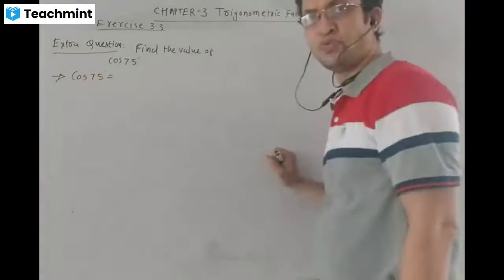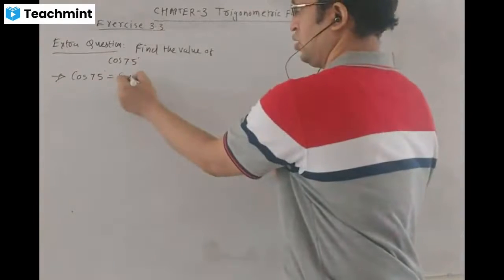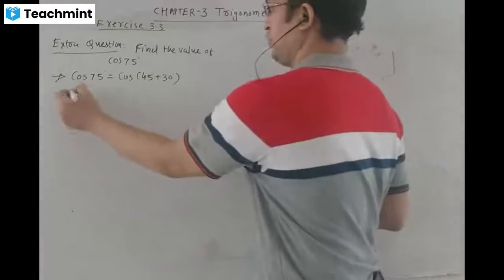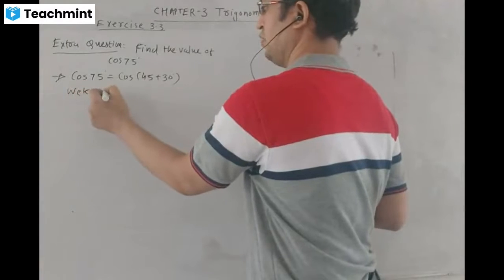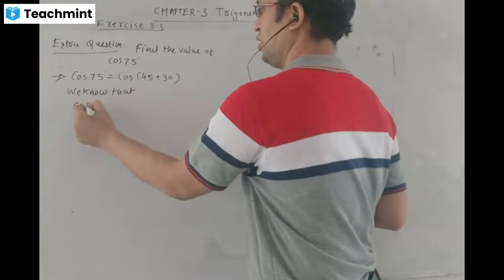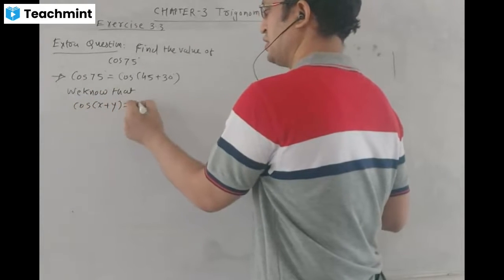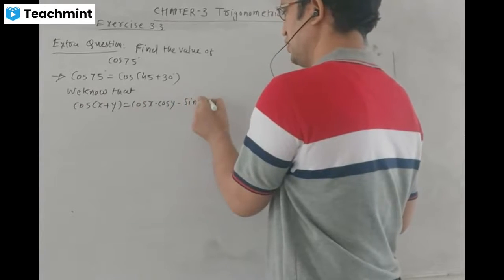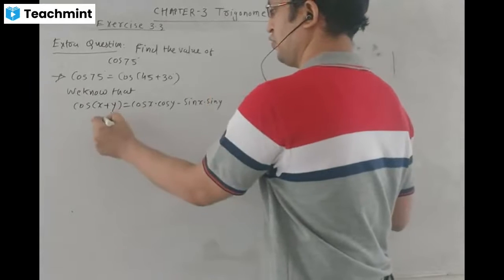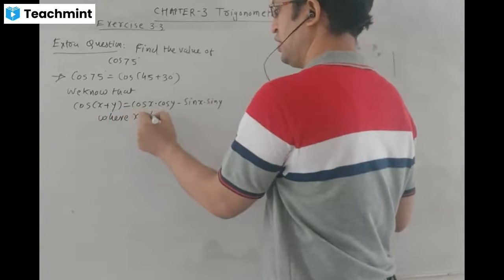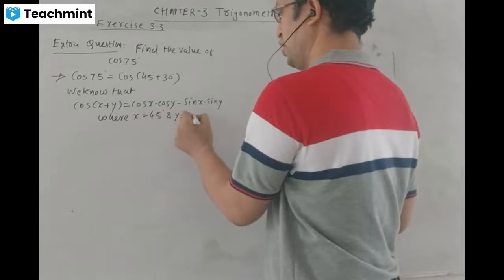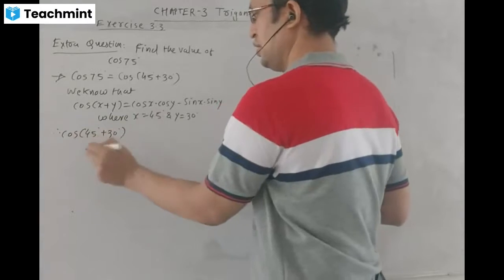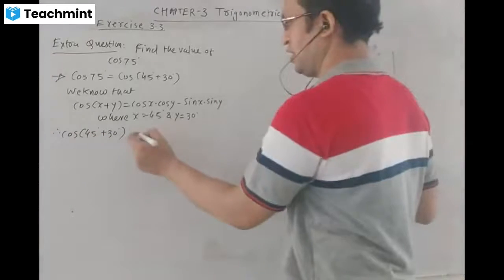It is the same as cos of 45 plus 30. We know the formula of cos(x plus y): it is the same as cos x cos y minus sin x sin y, where x is equal to 45 and y is equal to 30. Therefore, cos(45 plus 30) degree.